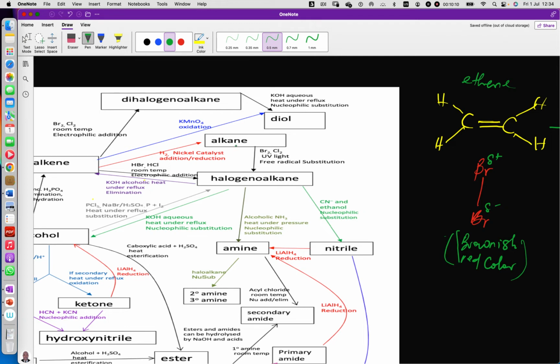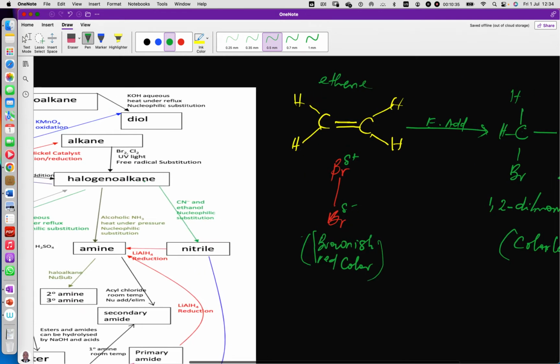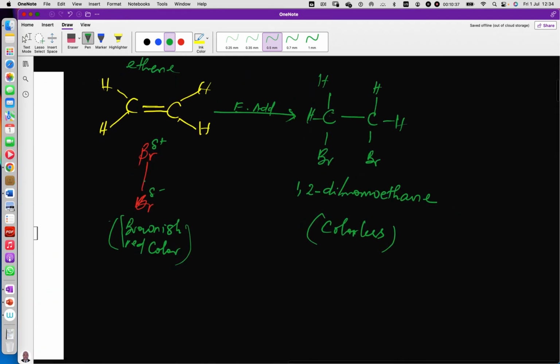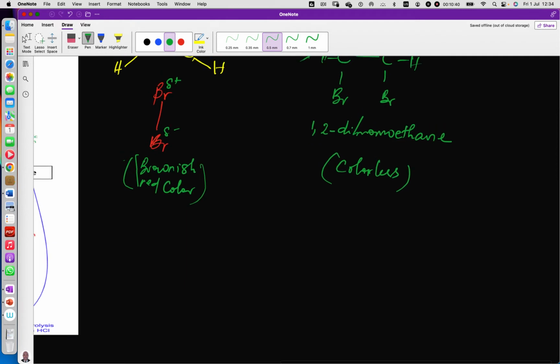A halogenoalkane is going to be produced when it reacts. So let's look at this other one, the reaction of alkene and halogenoalkane. An example of this type of reaction is also an alkene reacting with hydrogen bromide. If an alkene reacts with hydrogen bromide, what will be the outcome? Let me use an alkene again.